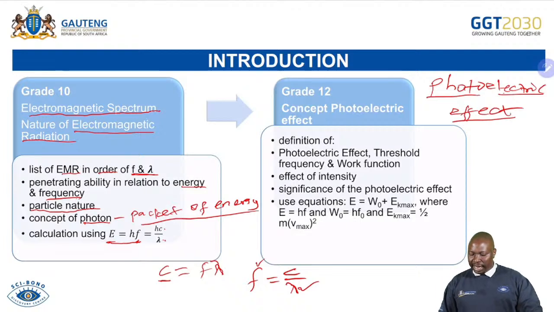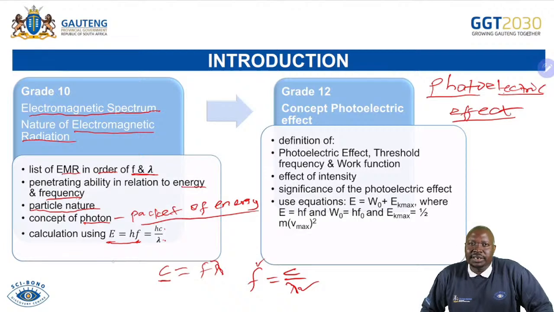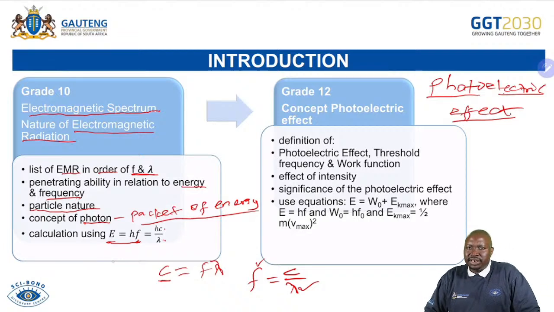Remember, h is Planck's constant, which is 6.63 times 10 to the power of minus 34. It is there in your data sheet. It is given. You don't have to cram it. It will be given on your paper. You'll be able to do that.